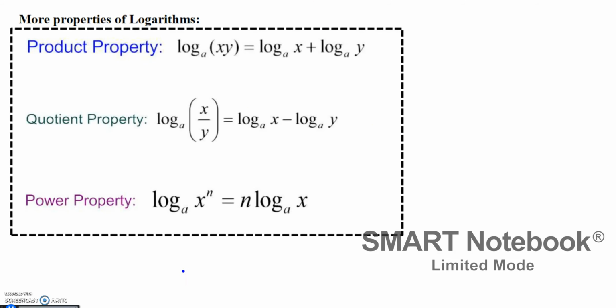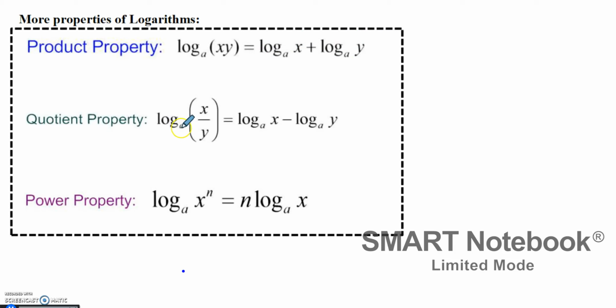Now time for properties of logs. Now, there's sometimes misconceptions with these. Let's see if I can try to make this clear before we go into examples. So if you have a single log of two things being multiplied, that is the same as two separate logs with the arguments being added.